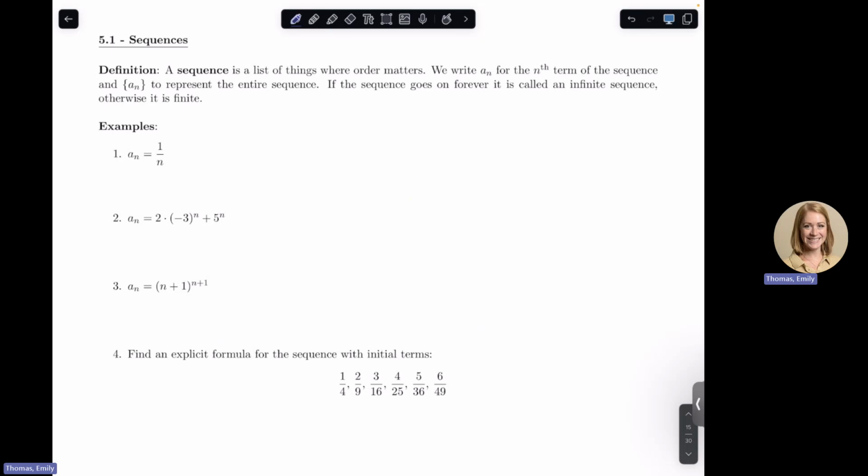Okay. Good job, everybody. Let's write some of the entries in these sequences. So the sequence a sub n equals 1 over n. What's a sub 1? It is 1 over 1, which is 1. What is a sub 2? 1 half. What is a sub 3? Great. This sequence looks like this: 1, 1 half, 1/3, 1/4, and so on.